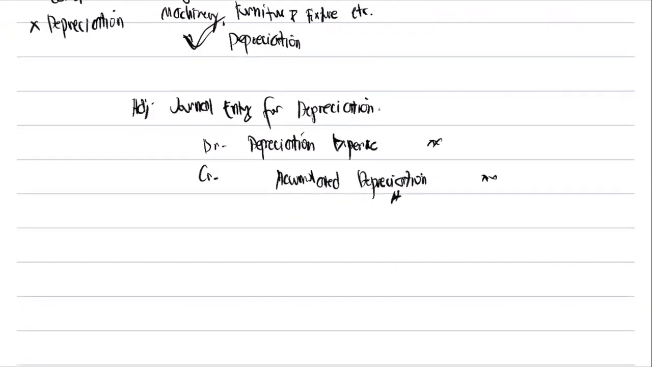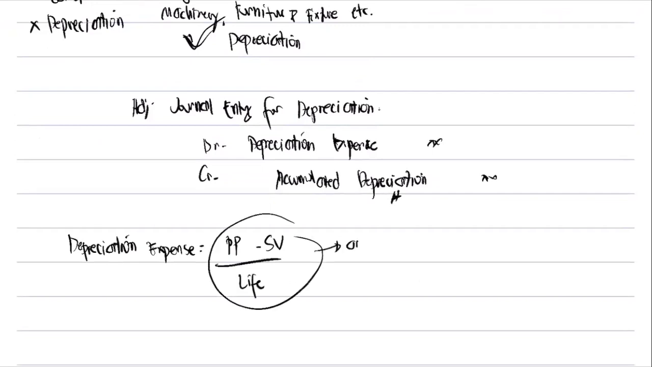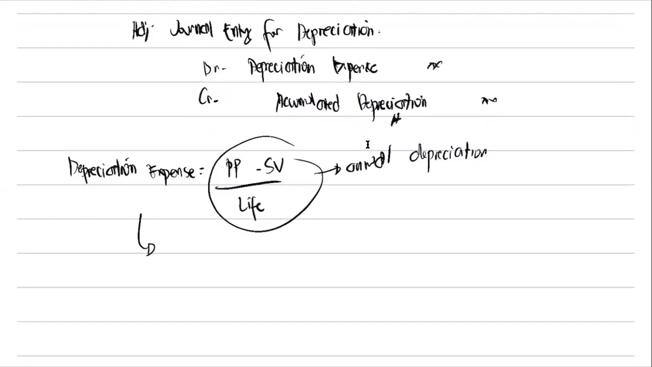Okay. And normally, guys, how do we compute for your depreciation expense? It is equal to the purchase price less the salvage value over the life. This amount is an annual depreciation. So to compute for a piecemeal depreciation, so when we say piecemeal depreciation, not 1 year, or not an annual depreciation.